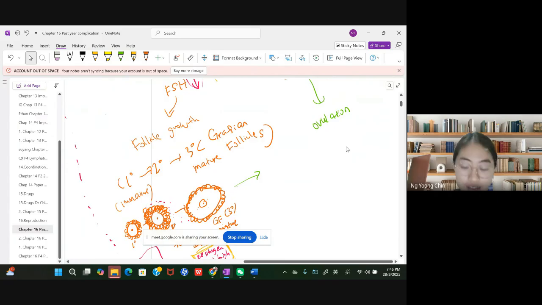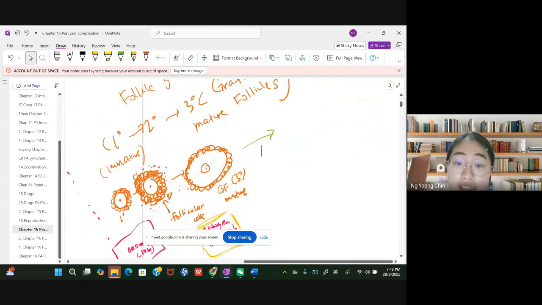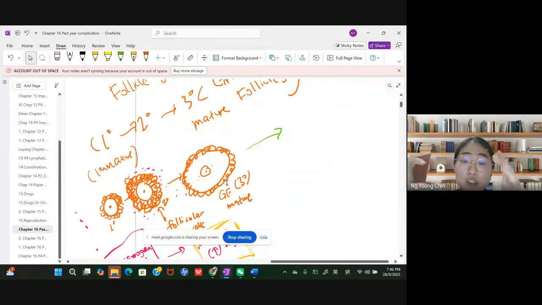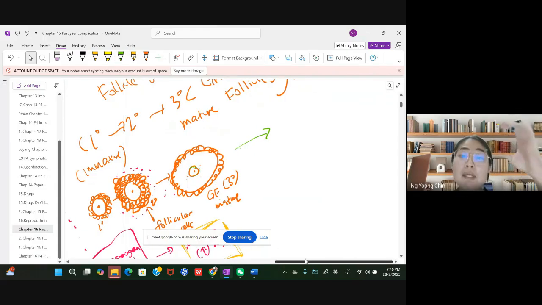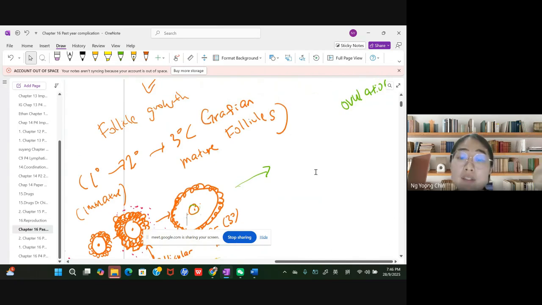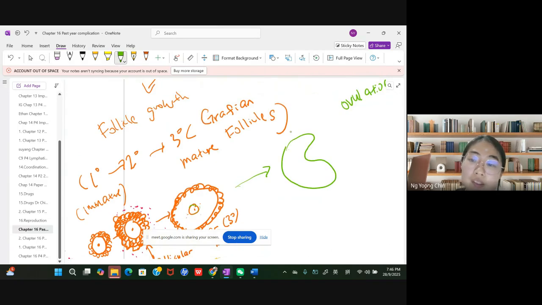Okay, ovulation is a process in which the graafian follicle, you can see, is mature and ready to release its secondary oocyte. So ovulation is a process where this graafian follicle matures and then releases its secondary oocyte. They rupture, and now they are releasing the secondary oocyte. So actually this is known as ovulation.